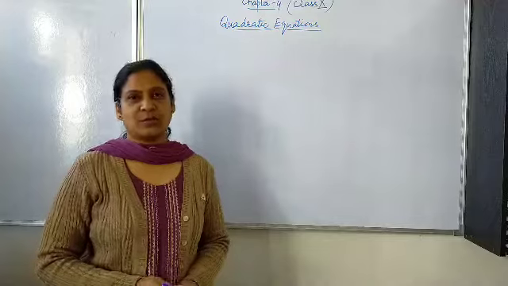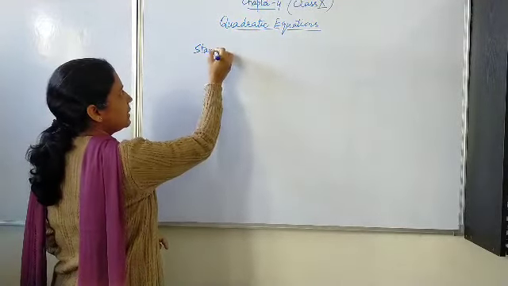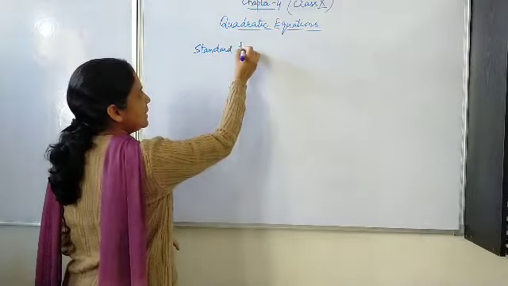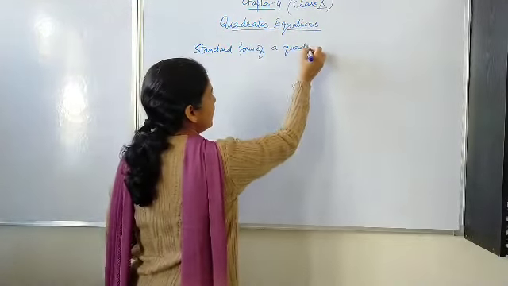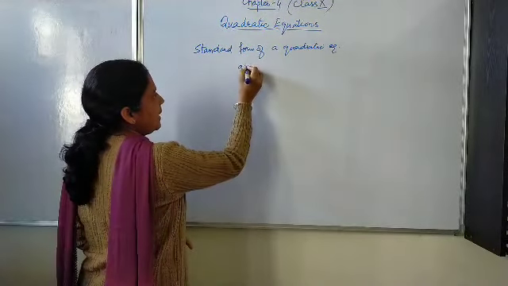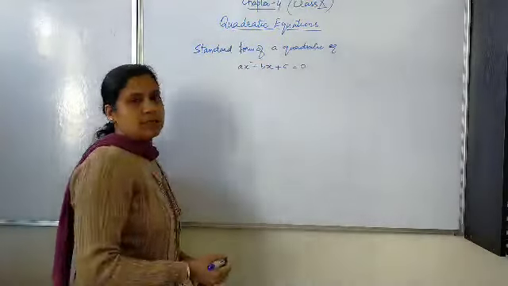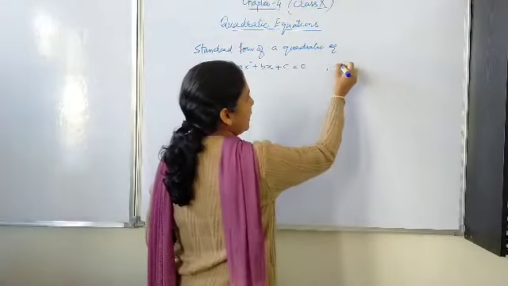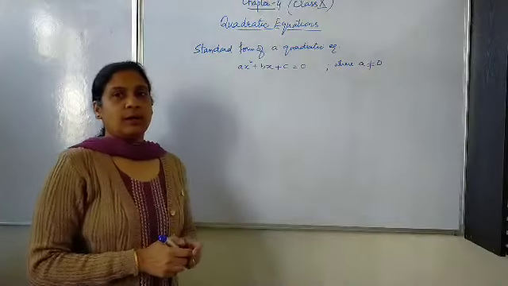Let's start with today's video. What is a quadratic equation? What is its standard form? So let's start with the standard form of a quadratic equation, which is ax square plus bx plus c is equal to 0, where a is not equal to 0.